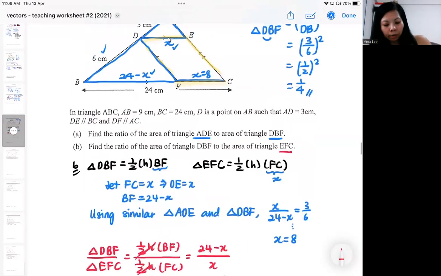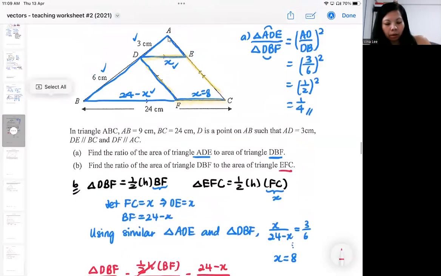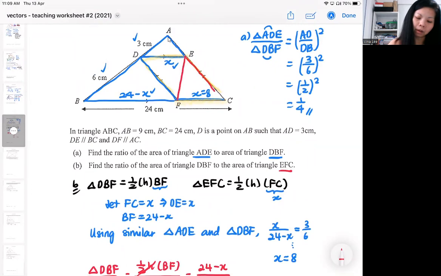So this question is a bit difficult because you need to detect that they have a common height. After you detect that they have a common height, you still need to find the respective bases using another pair of similar triangles.